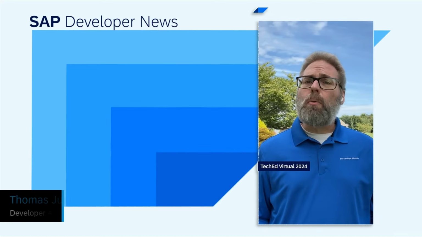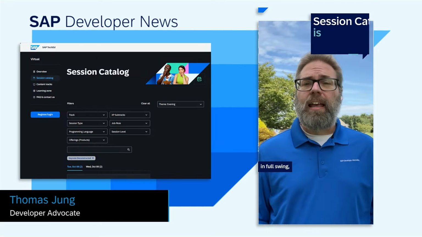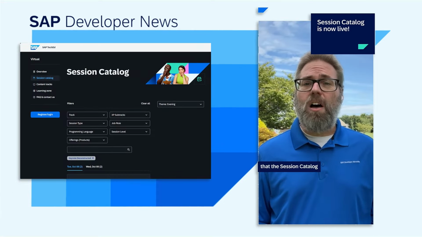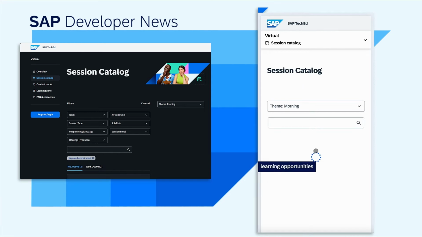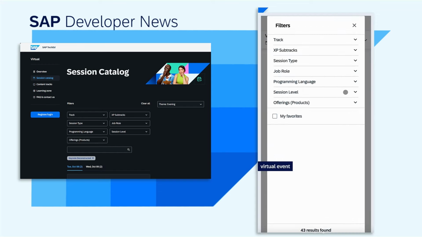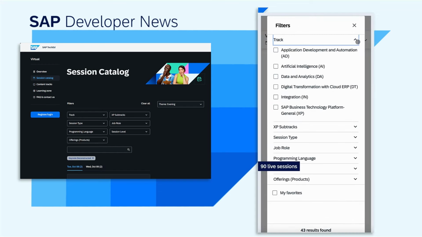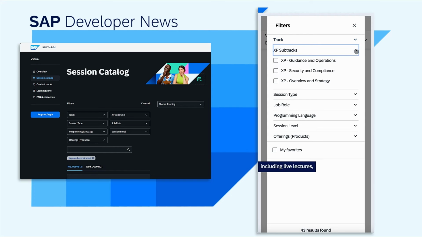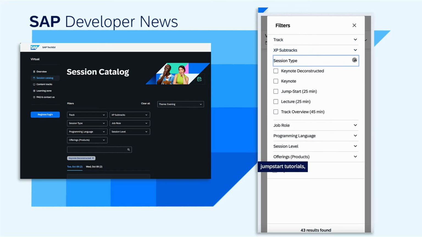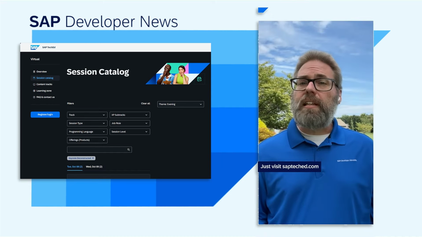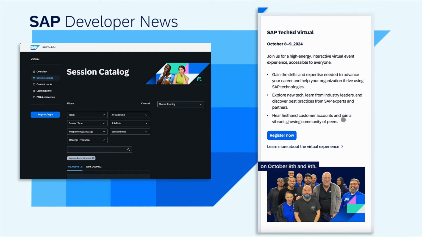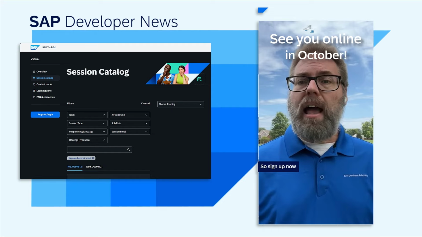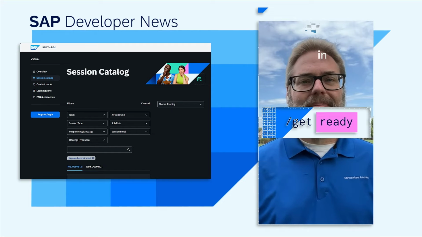Planning for TechEd Virtual 2024 is officially in full swing, and I'm thrilled to report that the session catalog is now live. Now is the time to explore all of the learning opportunities we have in store during our free virtual event this October. You'll find over 90 live sessions, including live lectures, code demos, track overviews, Jumpstart tutorials, and expert analysis. Signing up is simple. Just visit sapteched.com and register for our free virtual event on October 8th and 9th.